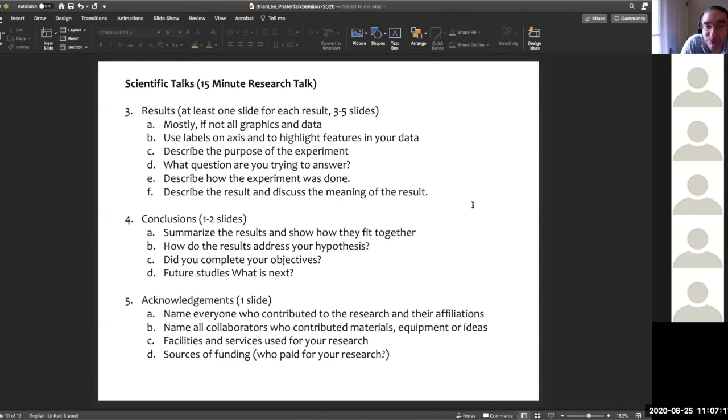And then you come to the conclusion, and it's kind of the climax of the story. You get to the point where everything starts to fit together. Results, similar to doing a poster presentation, should be mostly, if not all, graphics and data. Avoid using a lot of text in the results.